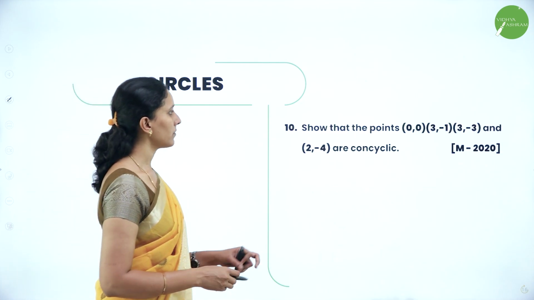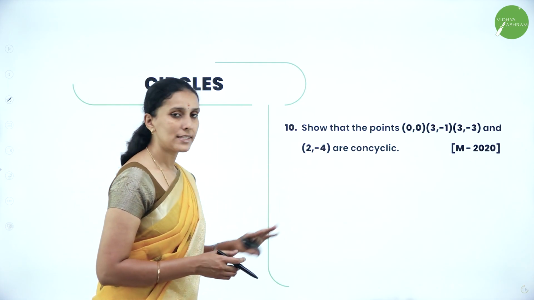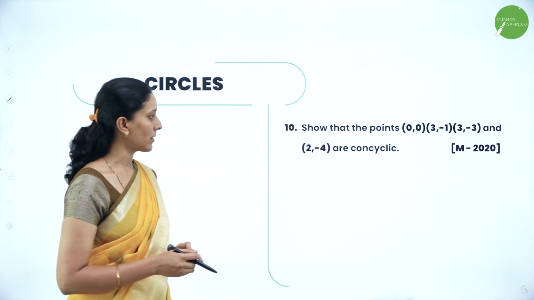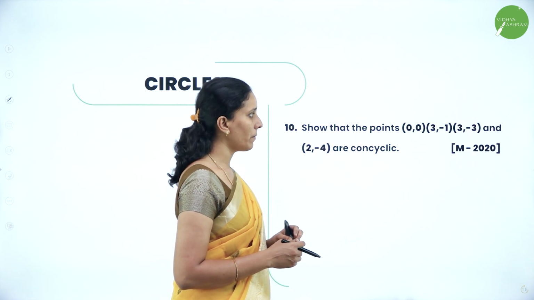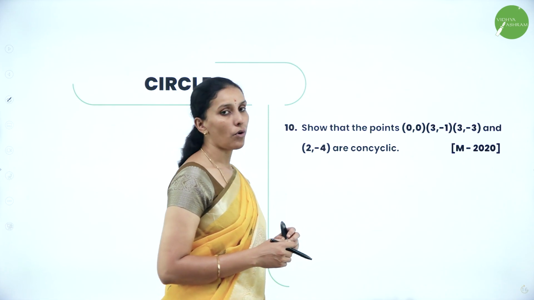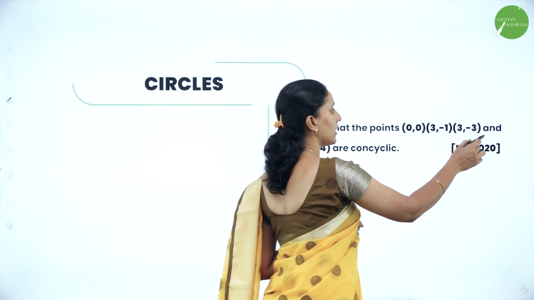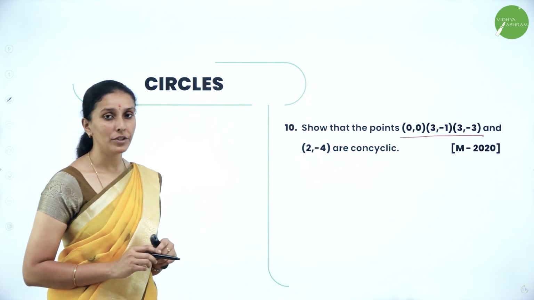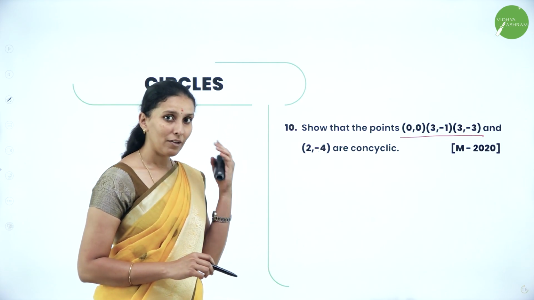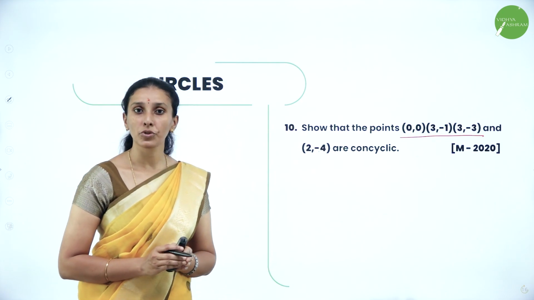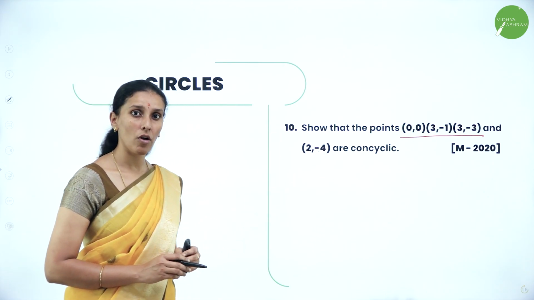Next. So very important problem for 6 marks. You can expect the concyclic questions on 6 marks. Show that the points (0, 0), (3, minus 1), (3, minus 3) and (2, minus 4) are concyclic. So here let's take the 3 points and we will find the equation of the circle. Then let us substitute this point so that if it lies on the circle, then my equation should become 0. If all these conditions are satisfied, then obviously the points are concyclic.